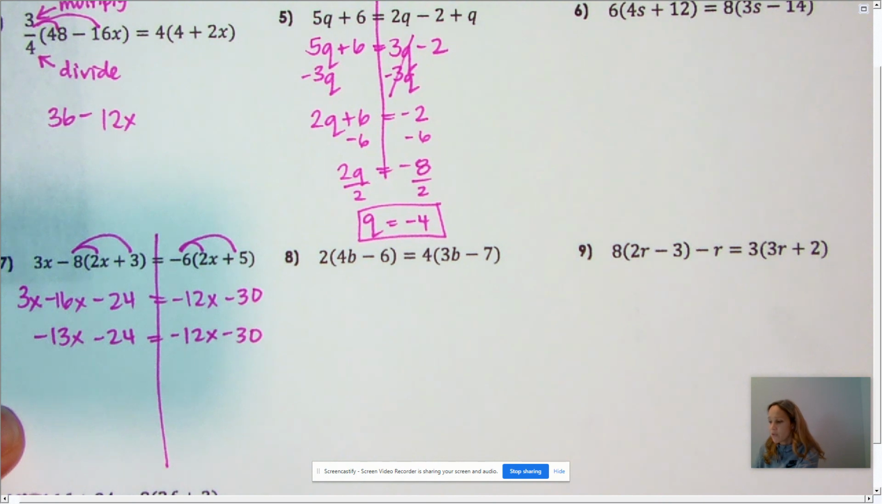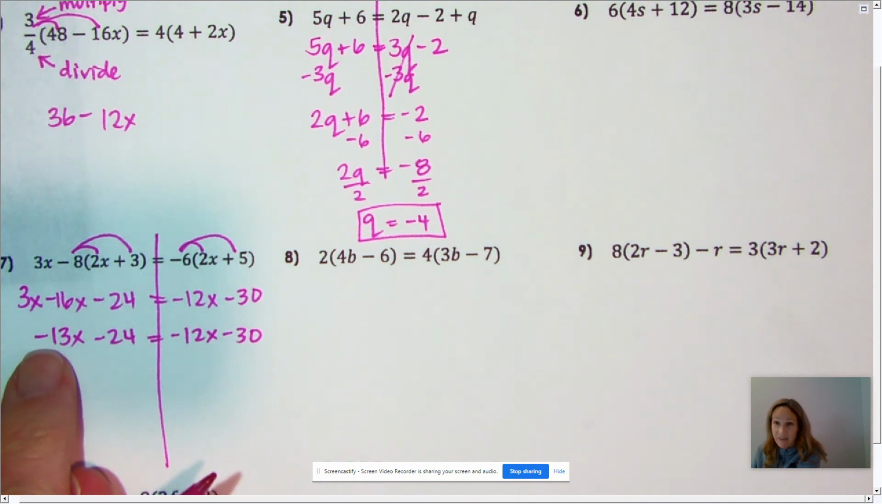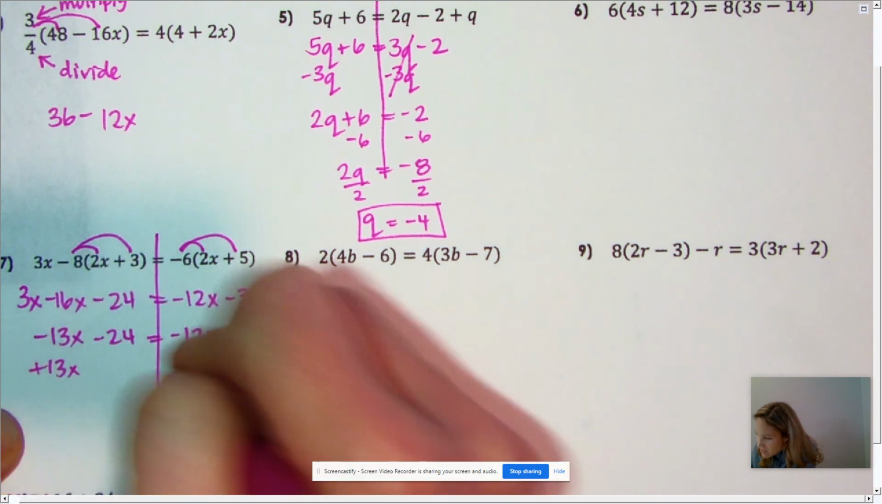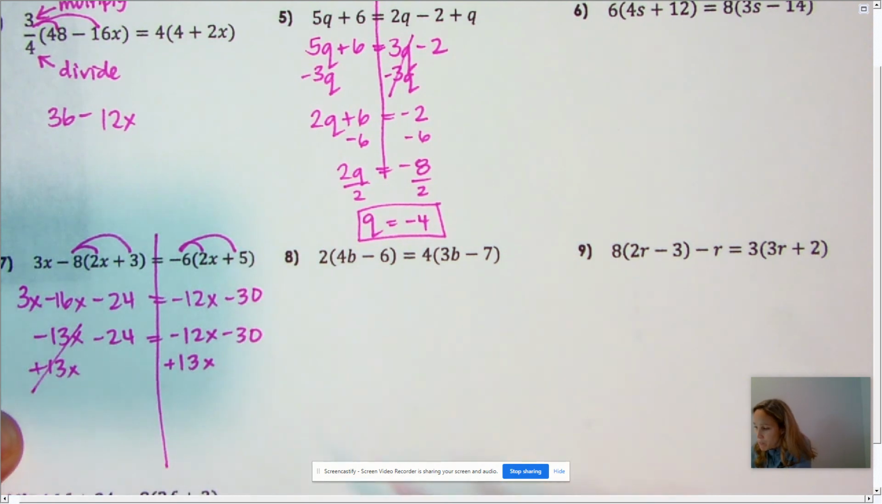Then I'm going to look for the smaller value of x. Even though 13 is bigger than 12, when it's a negative, that is a smaller number. So I'm going to go plus 13x. It doesn't really matter which one you choose. It's just a little bit easier if you keep everything positive.